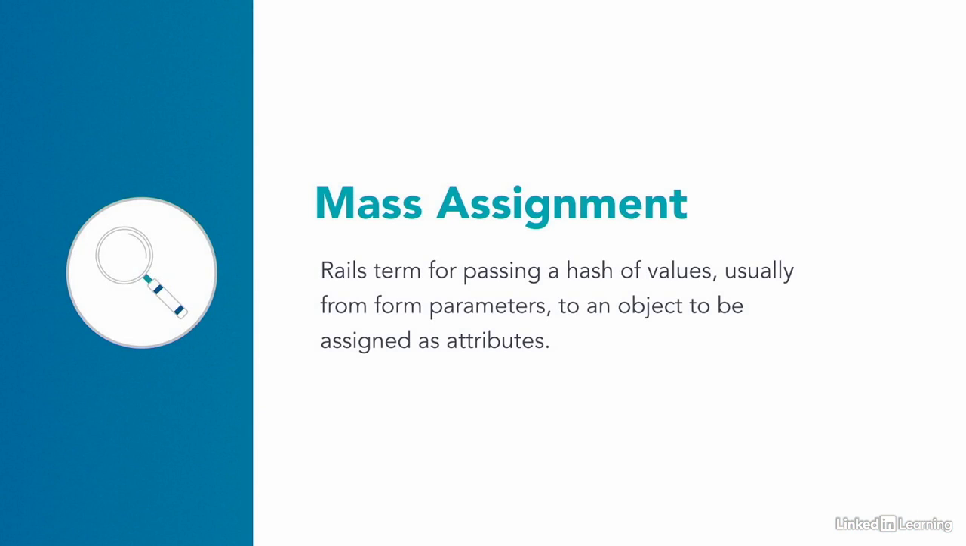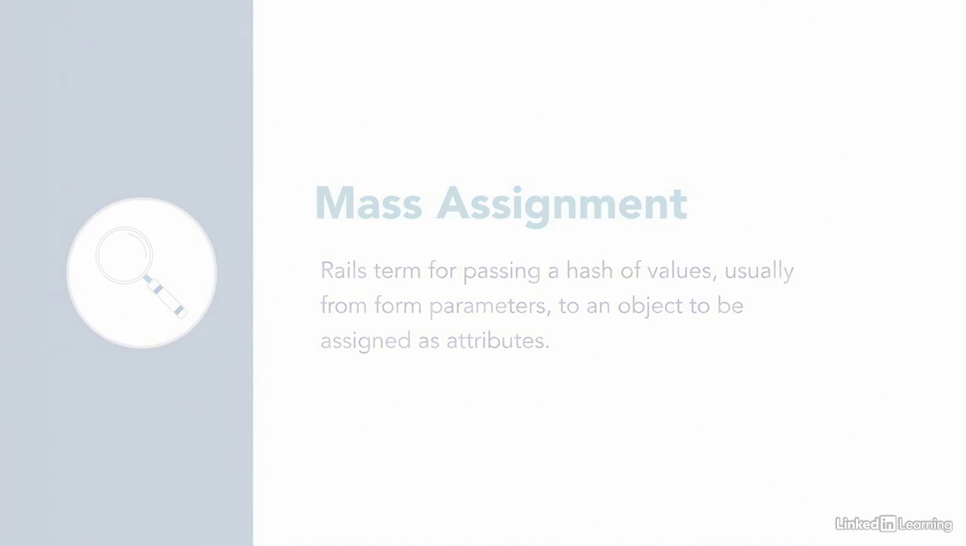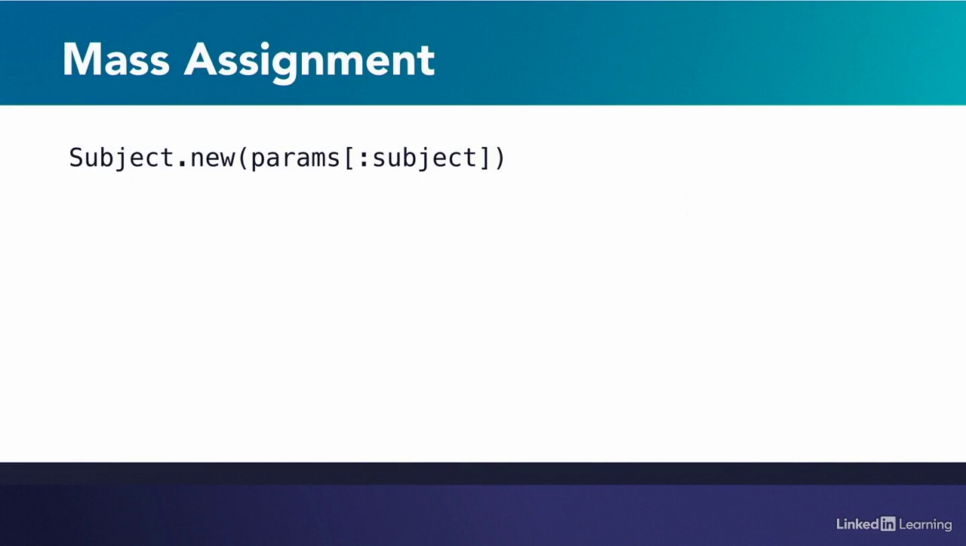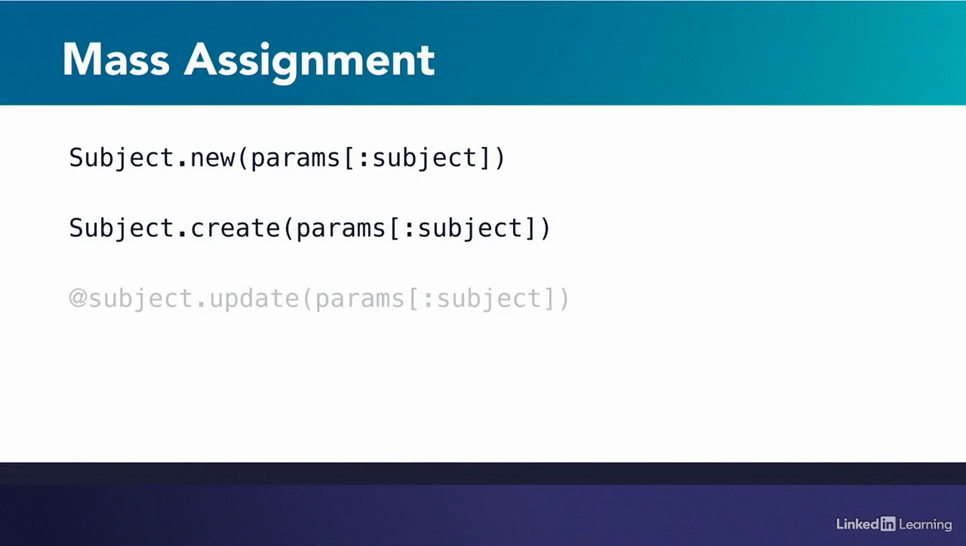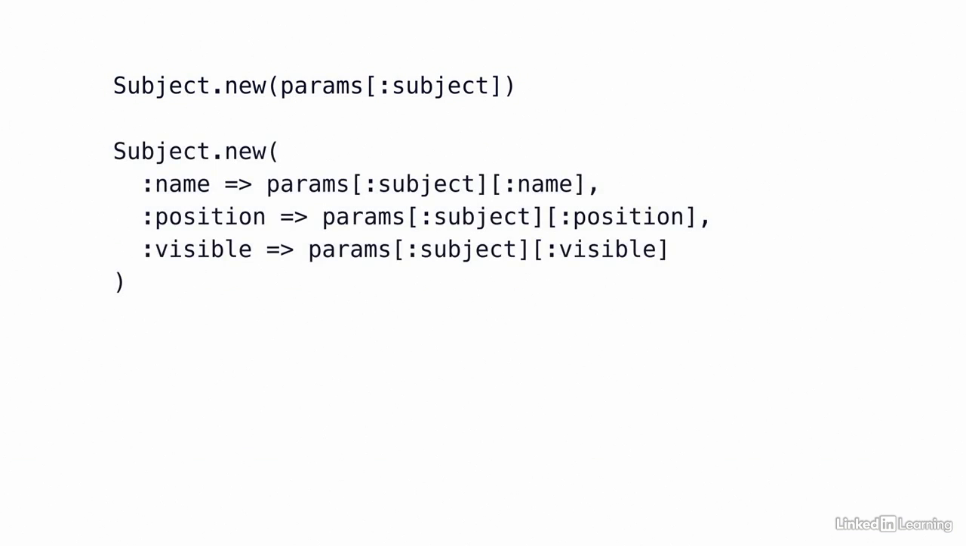Mass assignment is the term for passing a hash of values, usually from form parameters, to an object that's going to be assigned to the object's attributes. New, create, and update are the primary methods that use mass assignment, but there are a few others as well. In each one of these cases, we're taking a hash of values and essentially just dumping them into the object and asking the object to assign all of the attributes based on that hash. That's what mass assignment is. Rails is making our lives much easier by allowing us to assign values to this object all at once instead of having to assign them one by one.